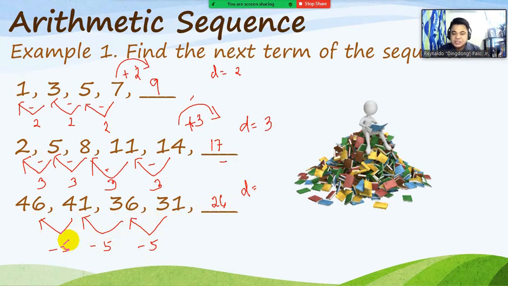Teacher, is it possible to have a negative common difference? Yes. Okay? So the common difference here is negative 5. And then to get the next term, you have to add negative 5. So 31 plus negative 5, or 31 minus 5, is 26. Take note of that.